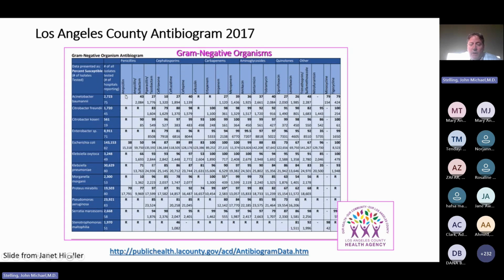You also see the letter R when there is either intrinsic resistance or, for example, Staphylococcus aureus is not intrinsically resistant to penicillin. It is usually resistant, but it's acquired resistance. So the R here either means intrinsic resistance or very high acquired resistance. So here for the multi-facility antibiogram, the facilities have all been averaged together.